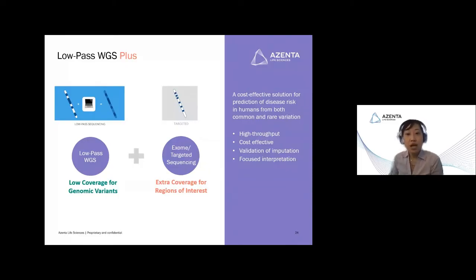So this workflow not only helps with validating the imputation data, but it provides a more focused interpretation on a potentially smaller data set after this initial screen. So it frees up time and funds to focus on samples or hits that would have the highest return.